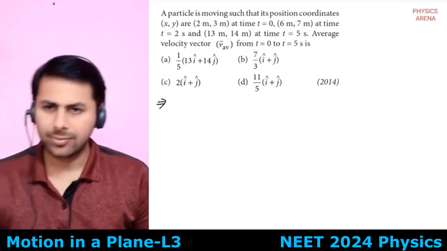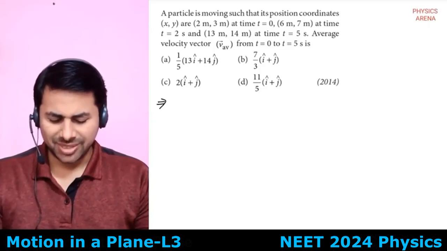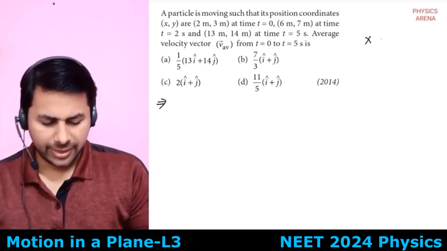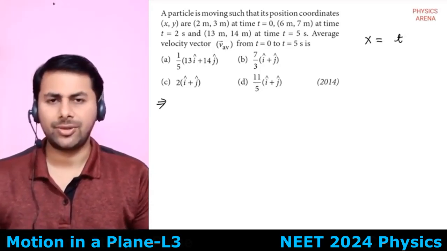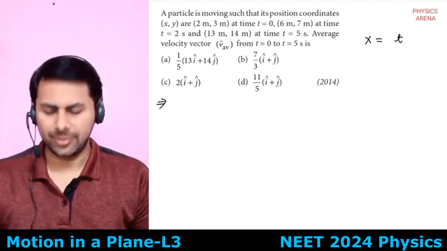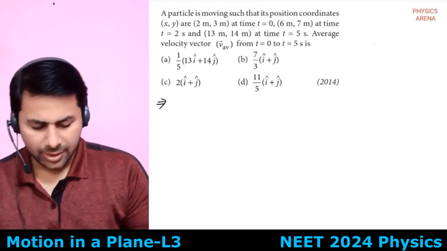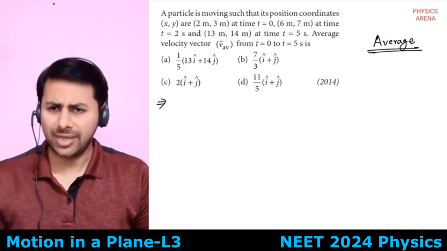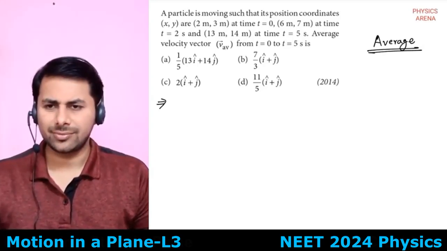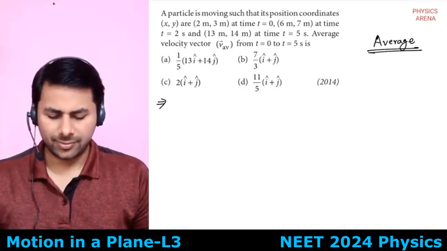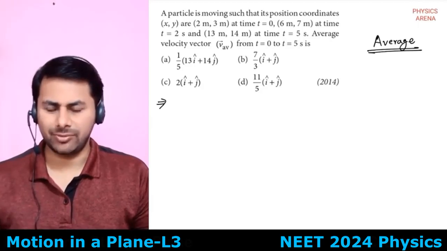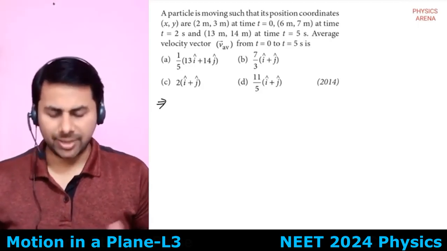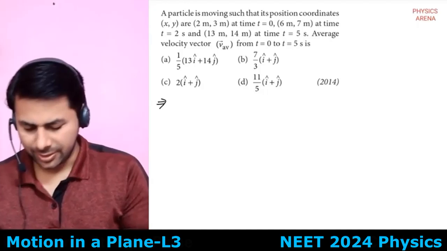See, you are given... differentiate, but what will you differentiate? You can differentiate only if x, y are given in terms of time, if they are function of time, right? And they are asking about average, so there is no differentiation in average, right? That will be the x component of velocity. And if you do y2 minus y1 divided by t2 minus t1, it will be the y component of velocity.